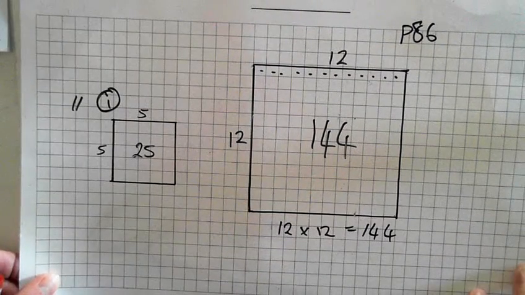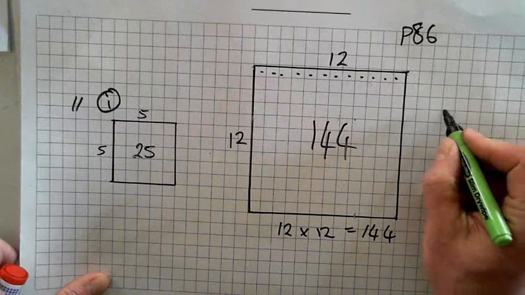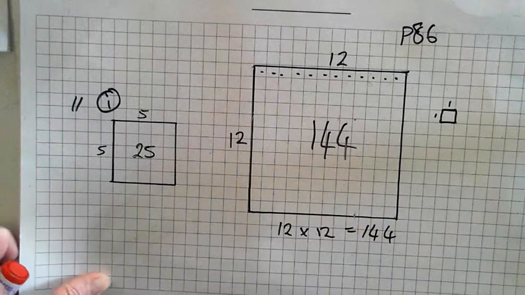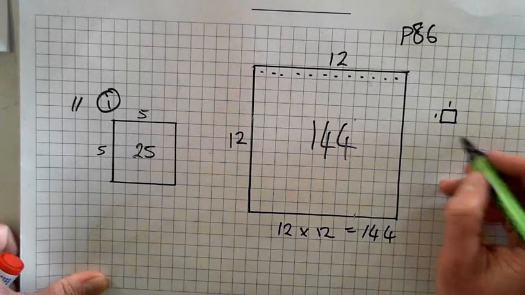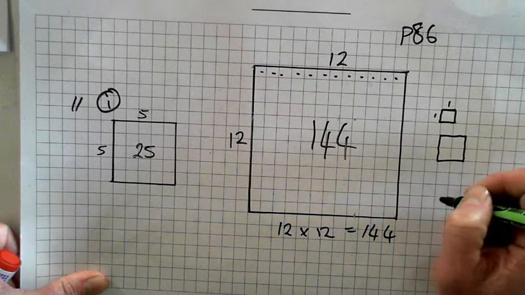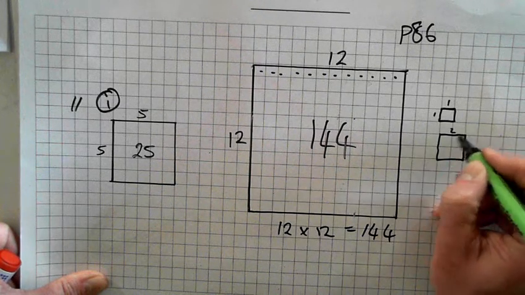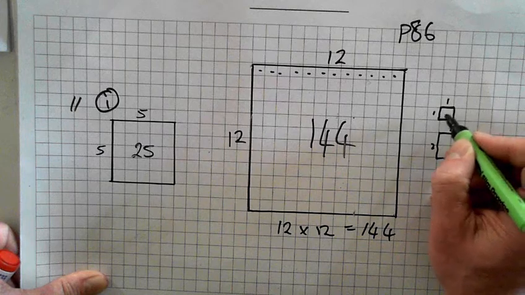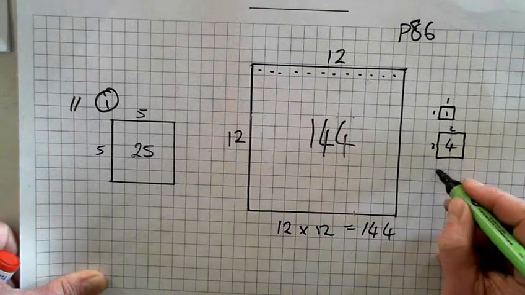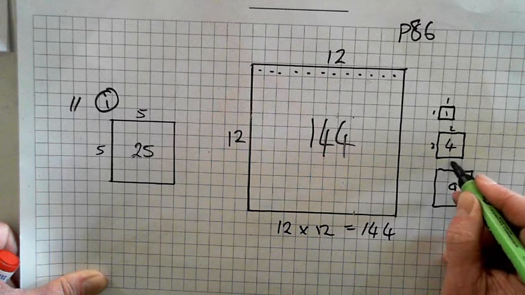What's the smallest square number you think you can make? 1 by 1. 1 by 1 makes a square, doesn't it? What's the next one that makes a square number? 2 by 2. 2 by 2 makes a square, which is 4. What's the next square number? 3 by 3 is 9. 9 is the square number, so it's 3 by 3.